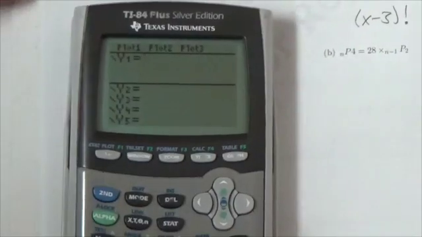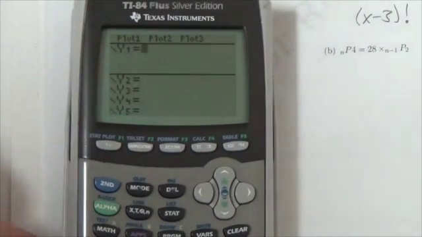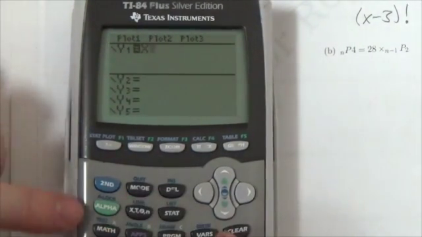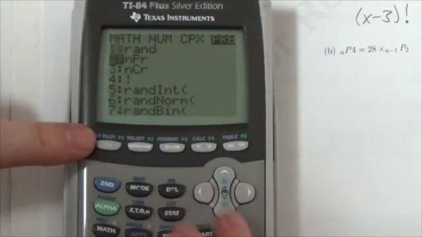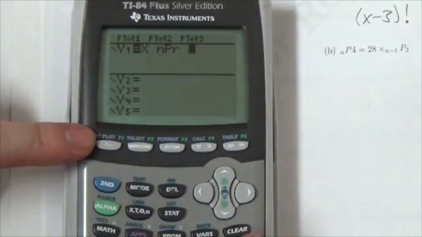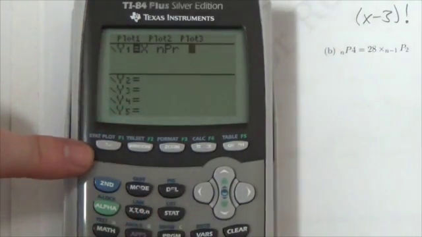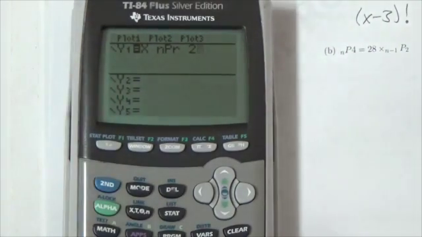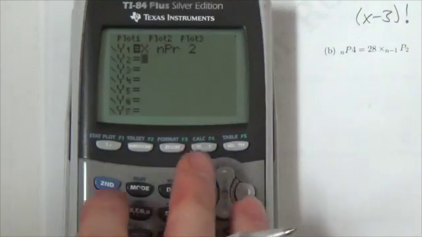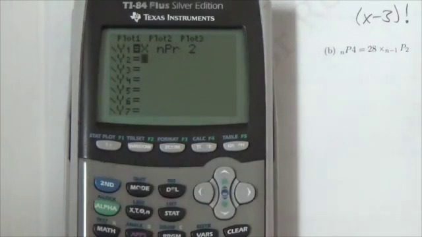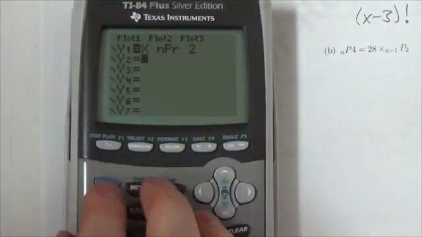Okay, same question. We're going to go into Y equals. And I'm going to enter x nPr 2. So this is essentially n pick 2. And what I'm going to do here is not graph it, but use a tool that I think is highly underutilized. I'm going to use the table of values.